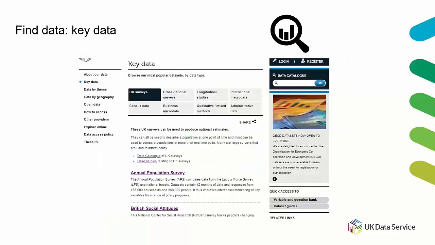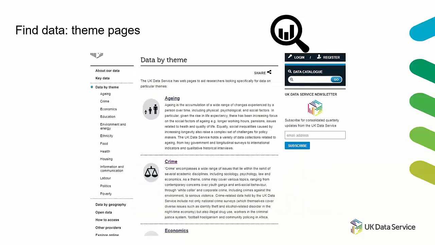So under Get Data, at the moment, we've got the Key Data section, which provides accessible links to the major data collections by each of the data types that Ali's just talked you through. So, for example, on the screen here, we can see the key data for UK surveys, and from here you can access 35 different social survey programmes, and then you can select other options including the longitudinal studies or the qualitative data collections.